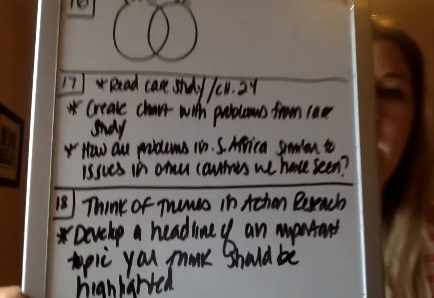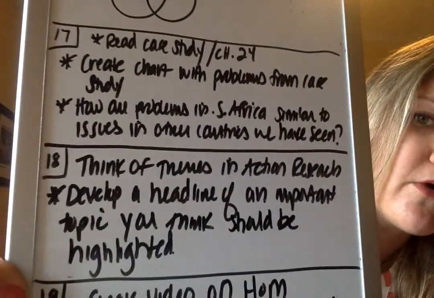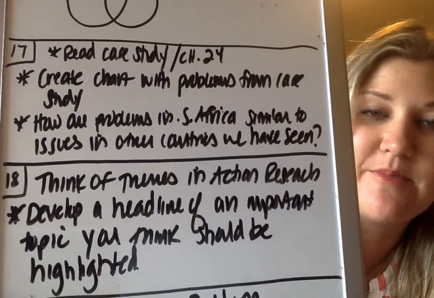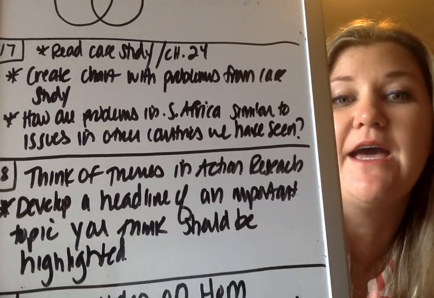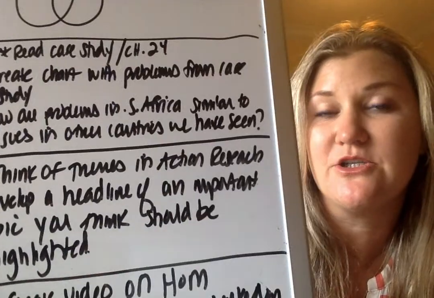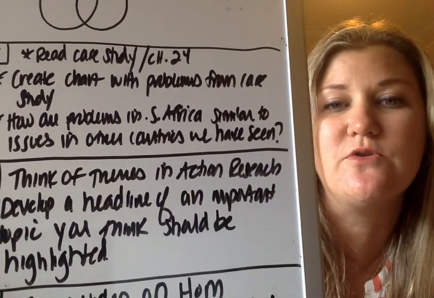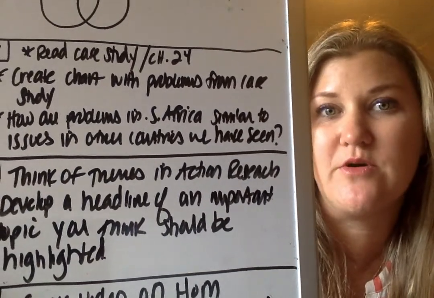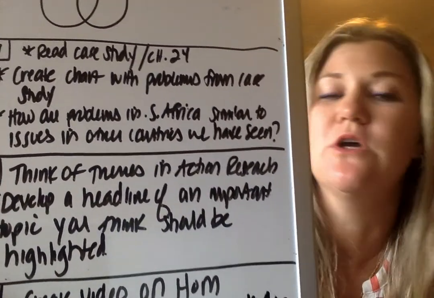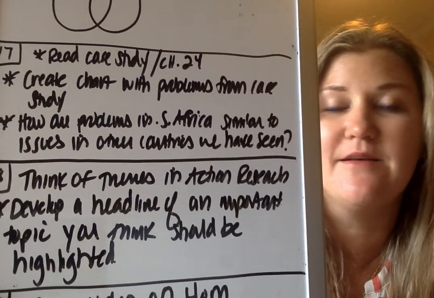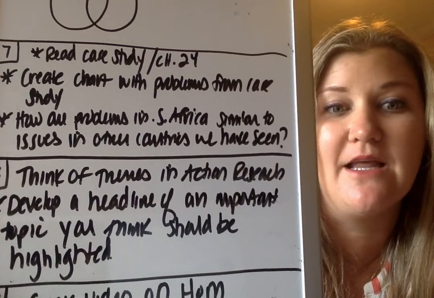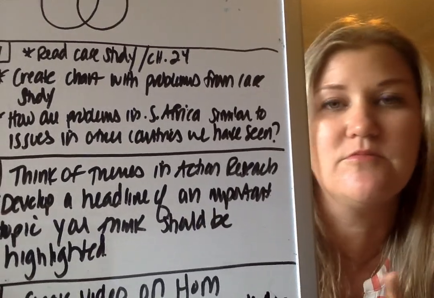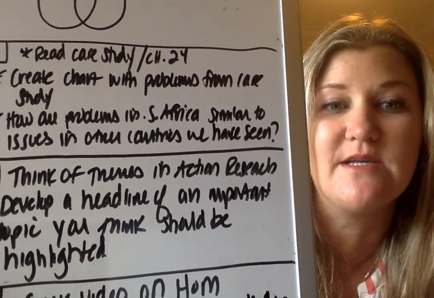Then for assignment 18, you are going to read the chapter on action research, which is chapter 28, and you're going to think of important themes that you've read in the chapter on action research, and you're going to think of a headline for an action research topic that you would like to pursue further and that you think is important to highlight. So you're going to just create the headline and post it with your peers' headlines, and I give you detailed instructions on how to post using this application.